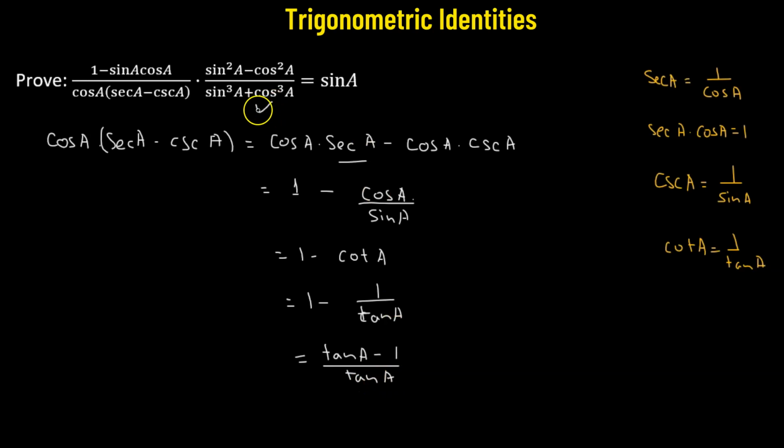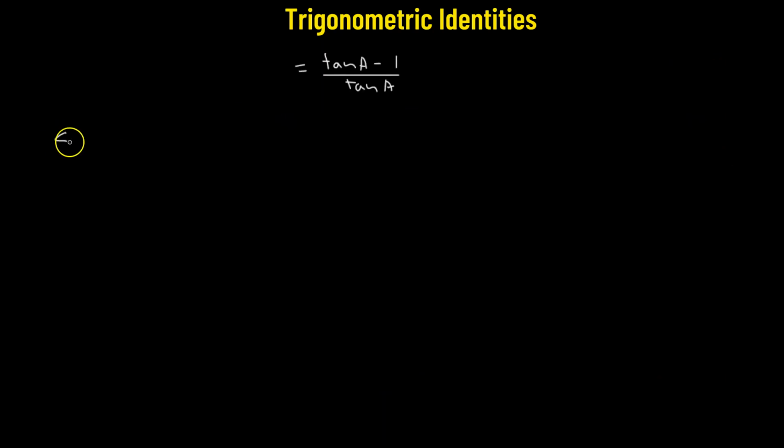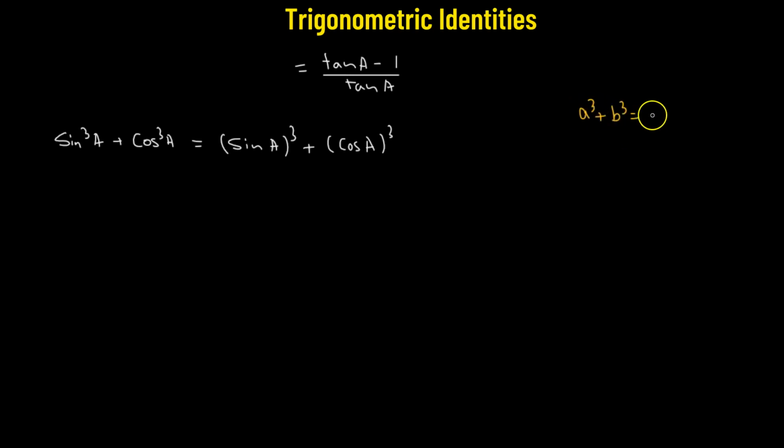Then we are going to deal with sine cube A plus cosine cube A. Sine cubed A plus cosine cubed A. So this can also be expressed as sine A whole cubed plus cosine A whole cubed. Now we're going to use the identity A cubed plus B cubed equals A plus B whole multiplied to A squared minus AB plus B squared. So here A will be represented by sine A and B will be represented by cosine A.